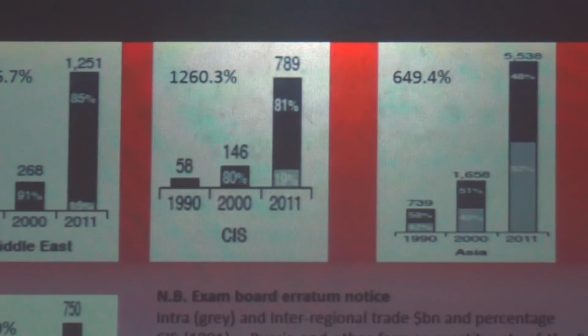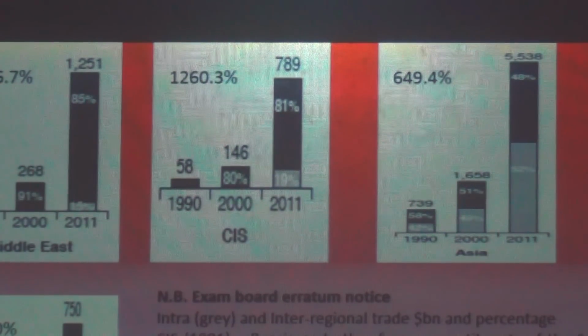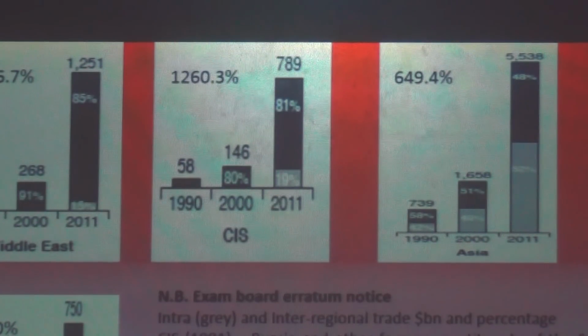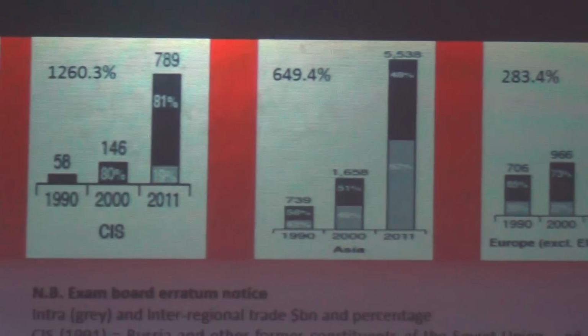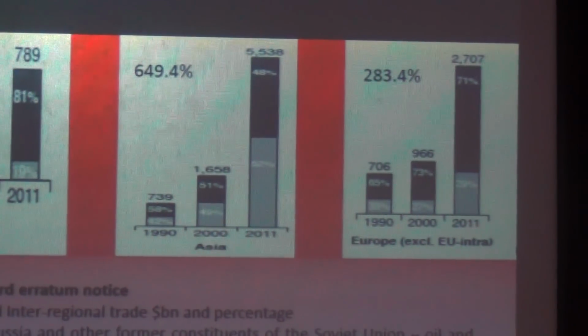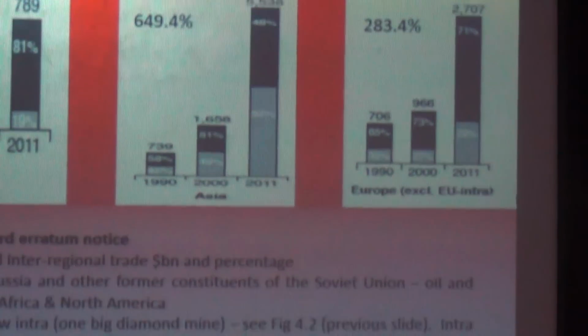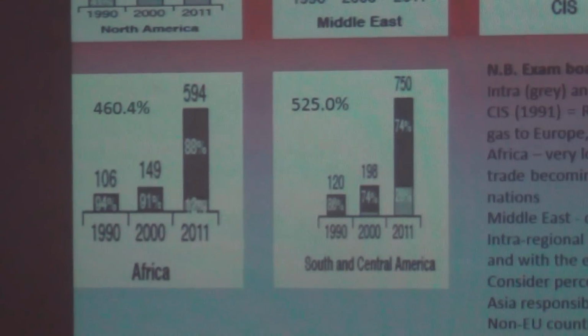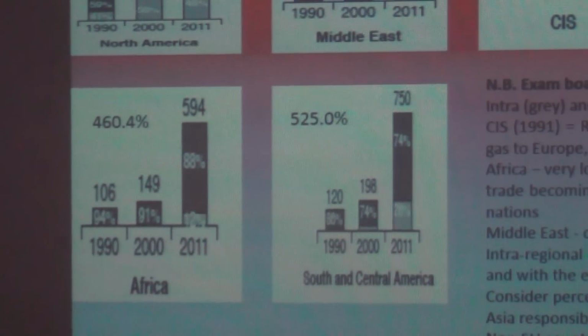The same for the CIS is a 1,260.3% increase. The same for Asia is a 649.4% increase. The same for Europe is 283.4% increase. And if I just move down now we can have a look at Africa and Southern and Central America. So Africa is a 460.4% increase, and South and Central America a 525.0% increase.